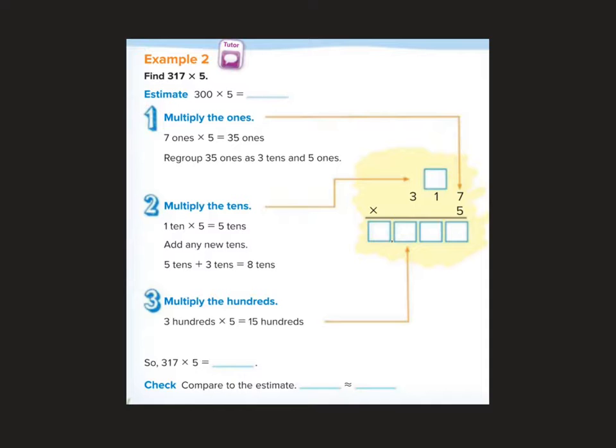So this one says find 317 by 5. So our first step is to estimate 300 times 5, which is good, so we know if we're getting a good answer or not. That's close to what we should be getting. 3 times 5 is 15. And then we need to put the 2 zeros in here. So 1,500. So our answer, once we multiply out, should be close to 1,500.